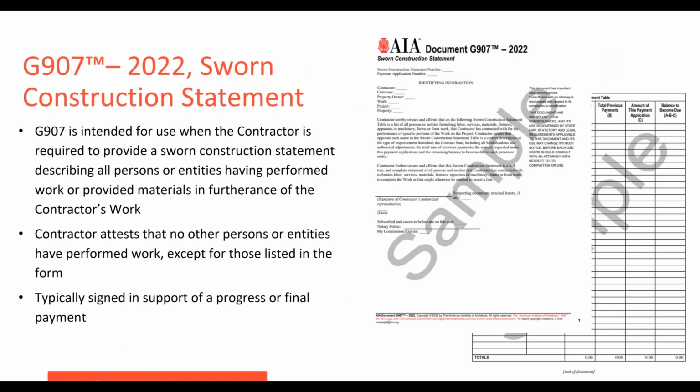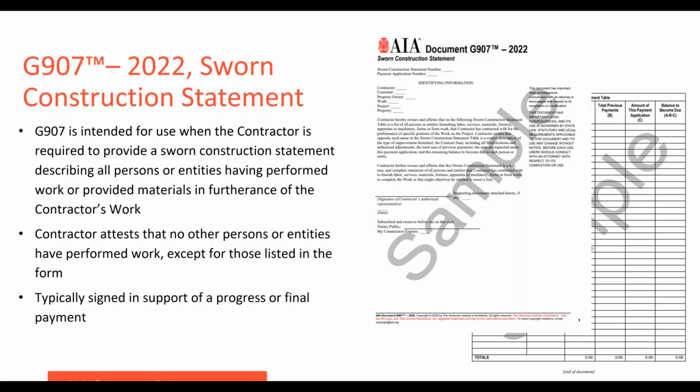That's one of the last forms that I'm going to be covering. We have the G907 sworn construction statement. This form is for when a contractor is required to provide a sworn statement describing the people or entities who have performed work on the project or provided materials in furtherance of the contractor's work.